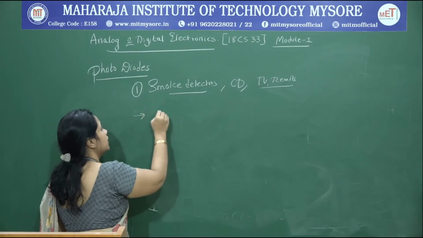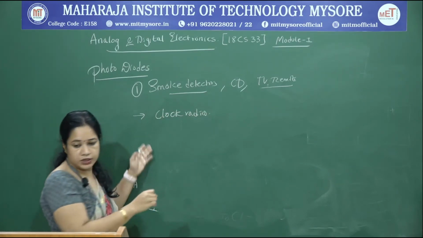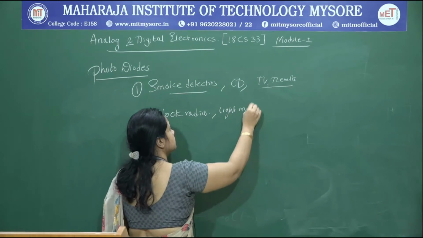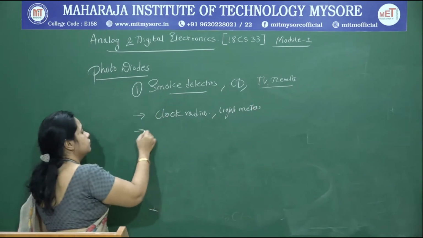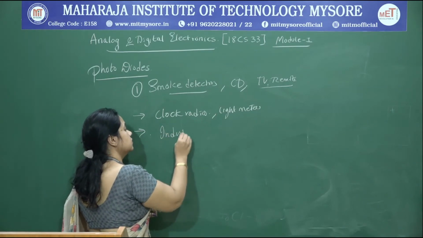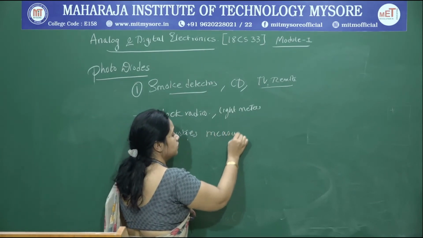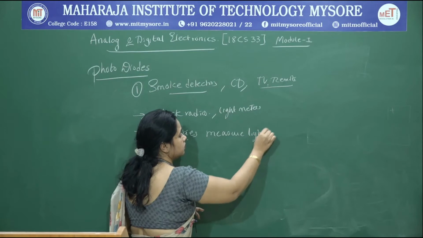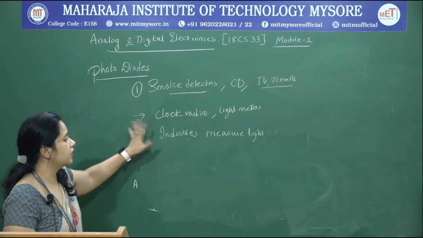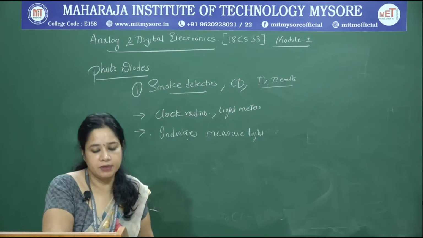Along with this you find it in clock radios and light meters. It is also used in industries to measure the light intensity. So, in industries to measure the light intensity, we make use of photodiodes. With this we will move on to light emitting diodes.